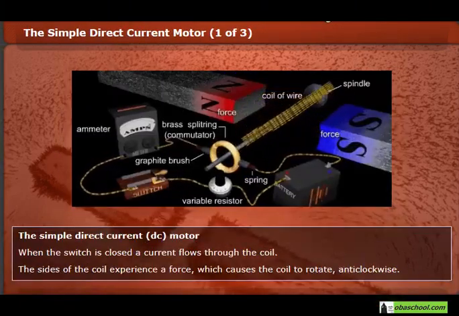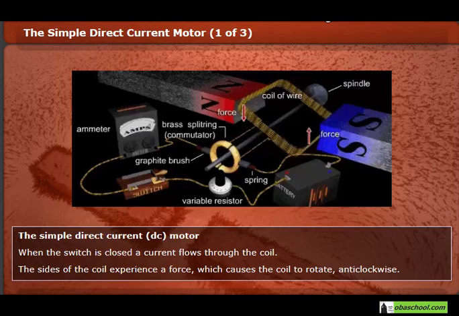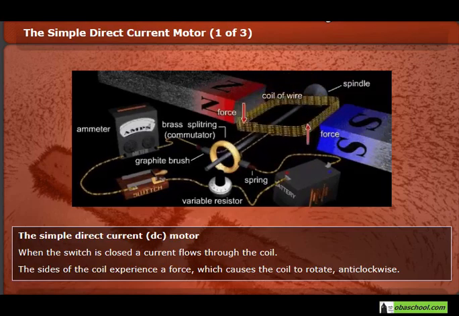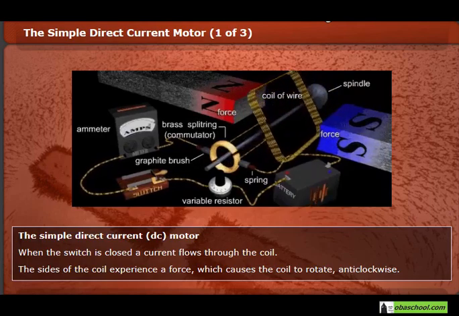The simple direct current DC motor. When the switch is closed, a current flows through the coil. The sides of the coil experience a force which causes the coil to rotate anti-clockwise.